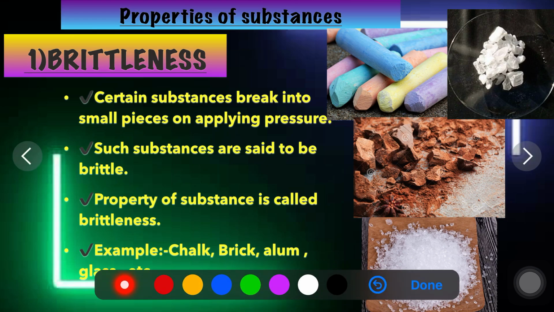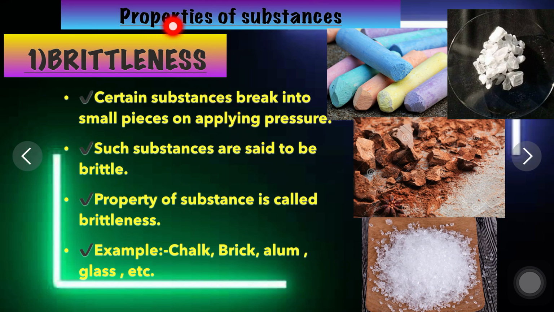So let's begin with the properties of these substances. First property we had is called brittleness. Student, what will happen if pressure is applied on substances like chalk, brick, alum, glass or Rajgira Wadi? You already applied pressure on a chalk. You already played with the chalk during your class time.